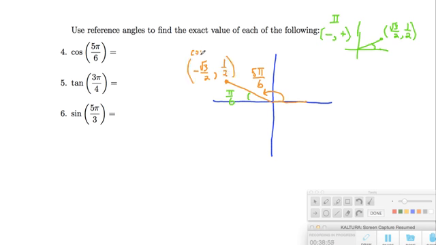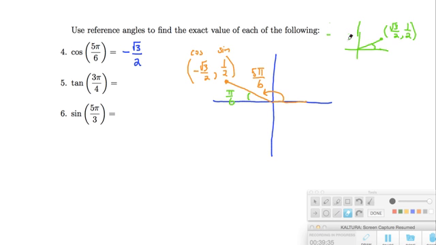And remember that cosine is the x and sine is the y. So, what's the value of cosine of 5 pi over 6? Well, it's going to be negative square root of 3 over 2. So that's how you can use reference angles to help you find a trig function. Now let's try the next one.